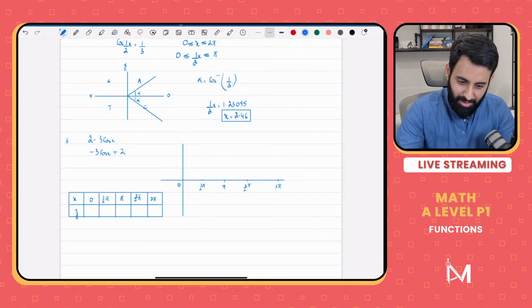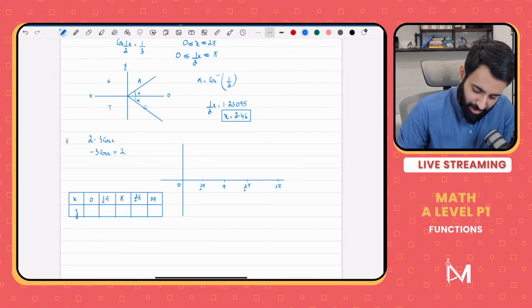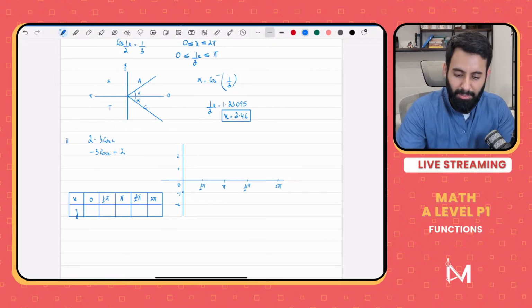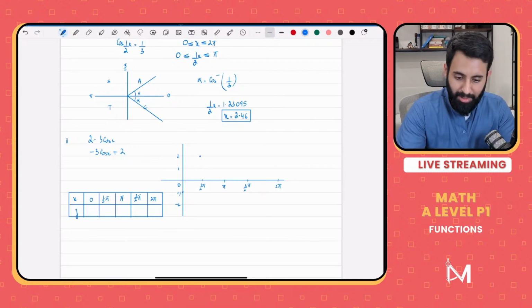Okay, minus 3 cos of 0 plus 2. So if I plug in 0, what do we get? We get minus 1. Here's minus 1, minus 2, 1, 2. So at 0 we have minus 1, that's right here. Then we plug in half pi. At half pi we get 2. There we go. Then let's plug in pi. What do we get at pi? Let's see. At pi we're getting 5.